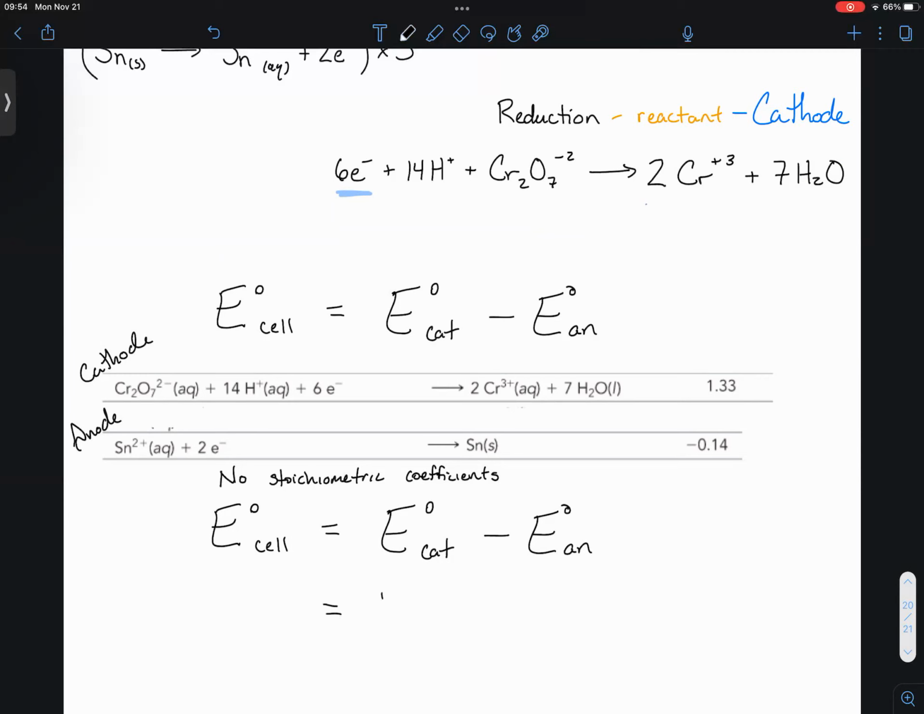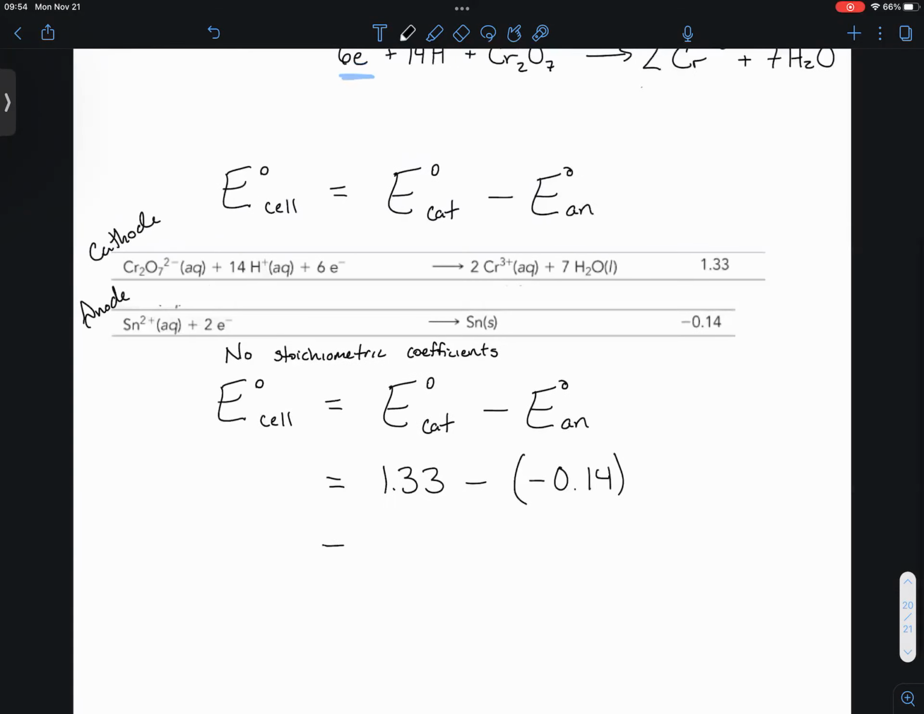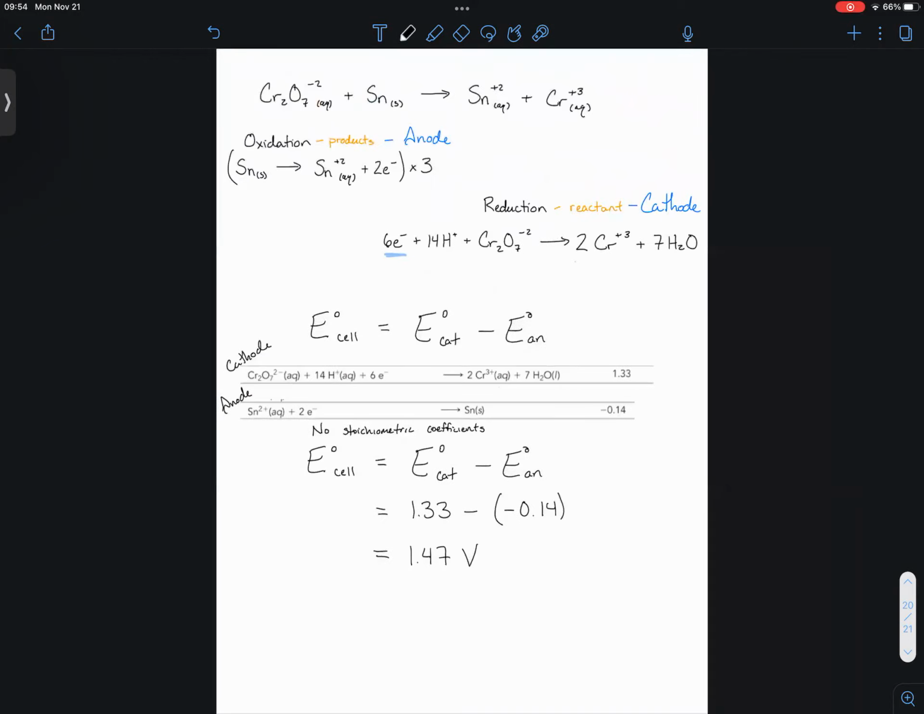So I'm going to take that 1.33 and I'm going to subtract that 0.14. Okay. And so here, my standard potential for this particular battery is 1.47 volts. That's the standard potential for my battery.